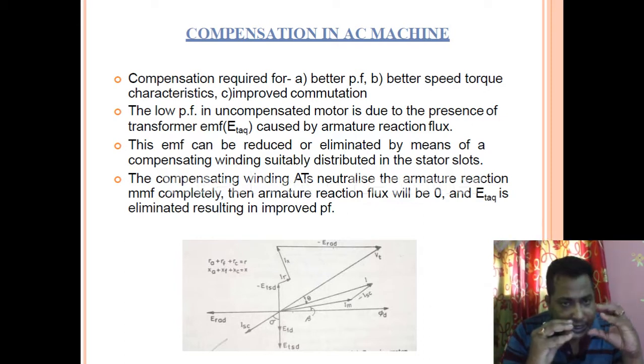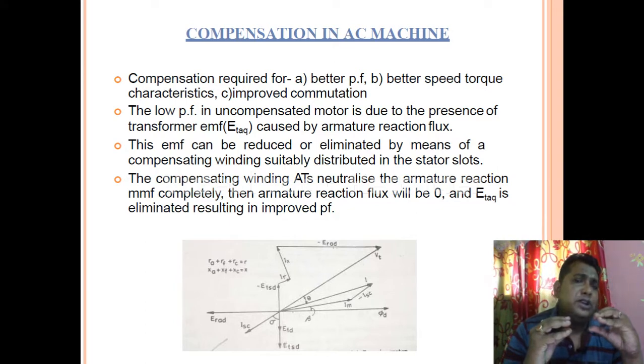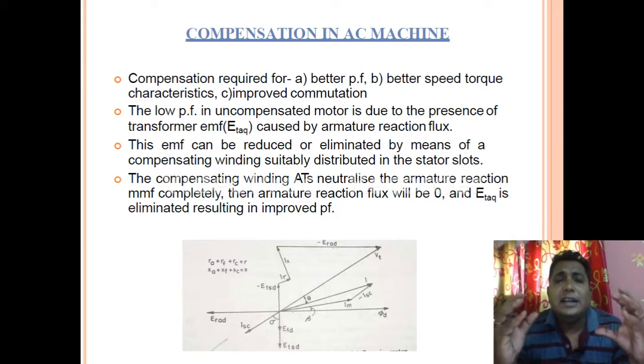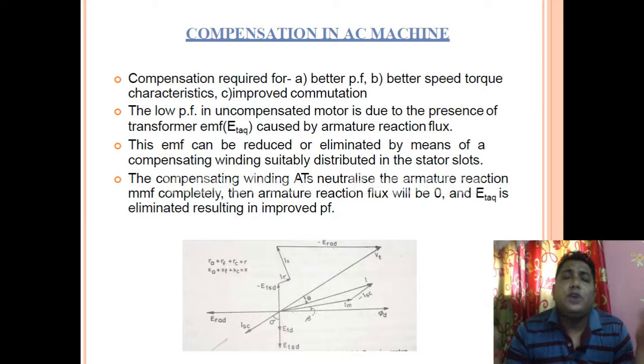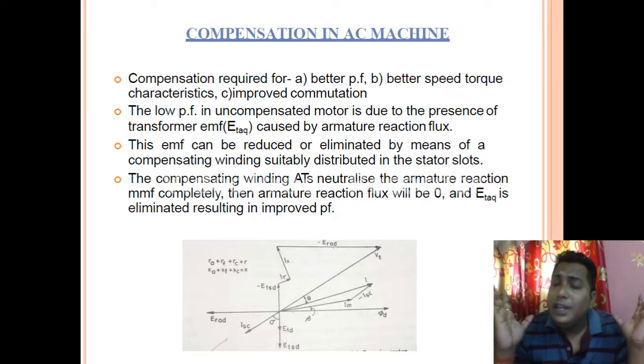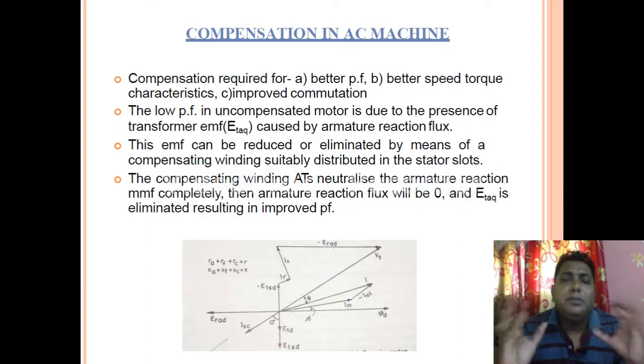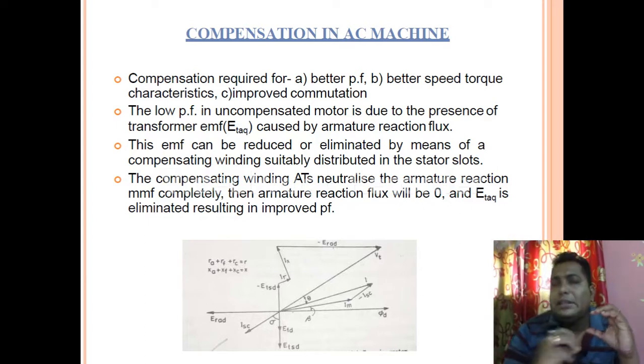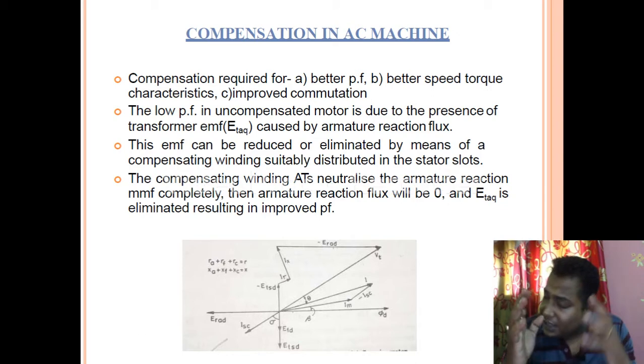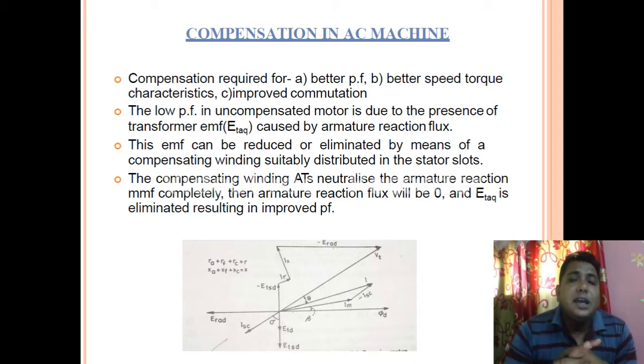So the resultant of this main field flux is going to be reduced, and as a result the overall efficiency is going to be decreased. So we never need this, we never expected this. So how can we minimize or eliminate this effect of armature reaction? So that's why this compensated winding is used.